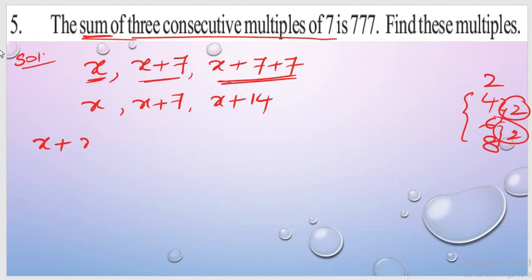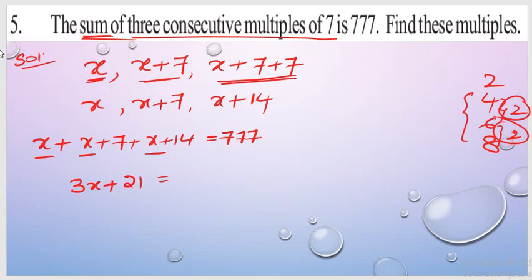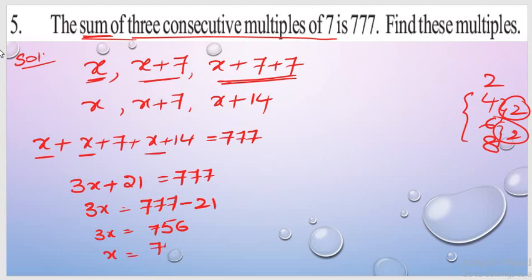If I add these three, then x plus x plus 7 plus x plus 14 is equal to 777. Now on adding, we have 3 x's plus 7 plus 14, which is nothing but 21, equal to 777. Now from this, 3x is equal to 777 minus 21. Now 777 minus 21, so 7 minus 1 is 6, 7 minus 2 is 5, so this is 756, which is nothing but 3x. So from this, x is equal to 756 divided by 3.